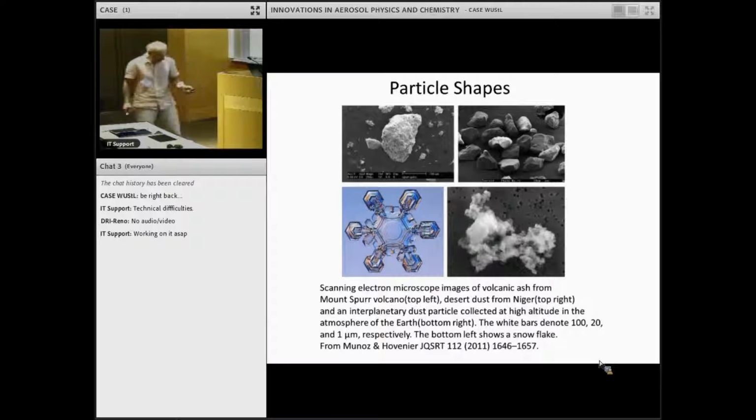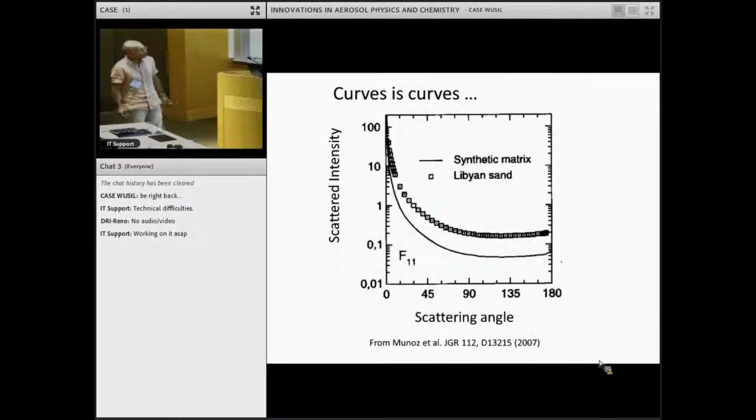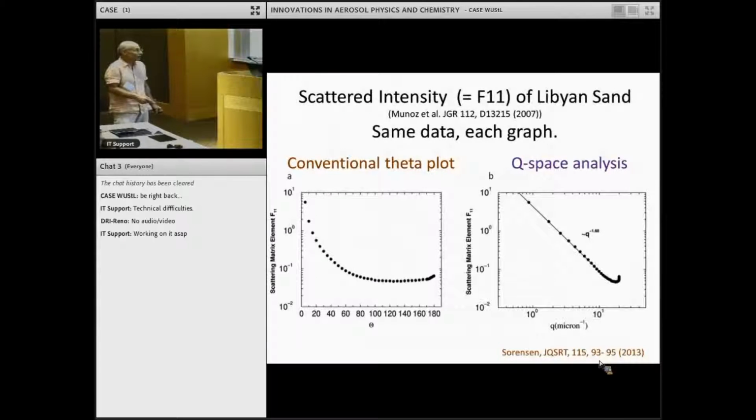Here are some examples. And here's what's been done in the past with other shapes. So there's this great data set from the Amsterdam group, all kinds of desert sands and volcanic ashes and stuff that flies in the atmosphere, having non-regular shapes. And what do people do? They plot the scattered intensity versus angle, like people have done for time immemorial. Okay? I'm going to take these same data and replot them. There they are. I plot them in Q space, and I got a line.